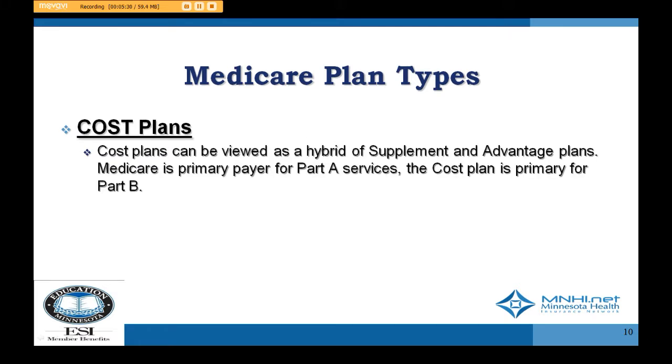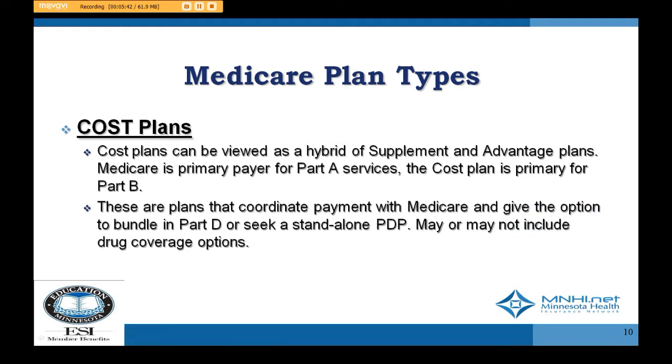Another plan type you'll hear is the cost plan. These plans can be viewed as a hybrid between supplement and advantage plans. Medicare is the primary payer for Part A, and the cost plan is going to be the primary payer for Part B. With these plans, you are able to coordinate payment with Medicare, and they give you the option to do the cost plan with Part D, or you can shop around and seek a standalone drug plan. Not all cost plans will offer that drug coverage benefit, though. These are available only in 21 counties in the state of Minnesota, so these are going to be the outskirts, the very south and north regions.